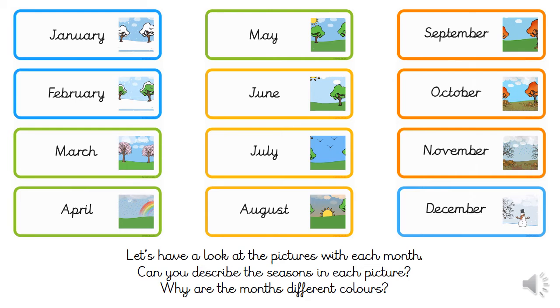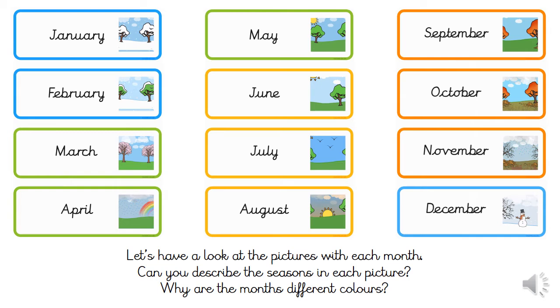Did you find out why they're all different colours? So let's have a talk about it. If you look at December, January and February, what do you think the weather's like? There's snow in most of the pictures. Do you know what season that might be? That is winter. So that's why it's blue. It's cold and it's winter.